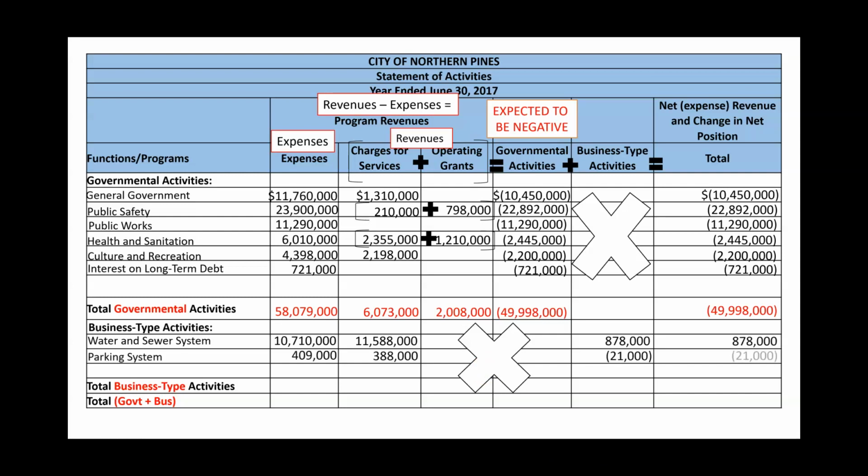parking system. And then we had our total business type activities, and we can see that we had a net revenue of $857,000. Okay, so we actually made a little bit of money on our business type activities, but in the end, when we total those together to get a net, we get negative $49,141,000, which again, we expect that to be negative.